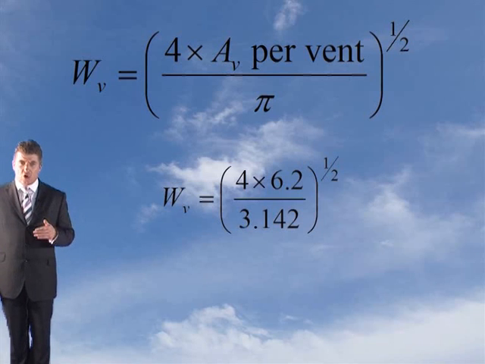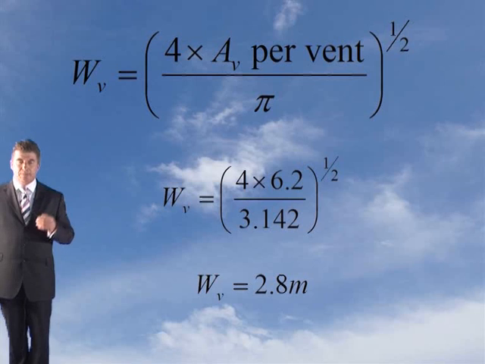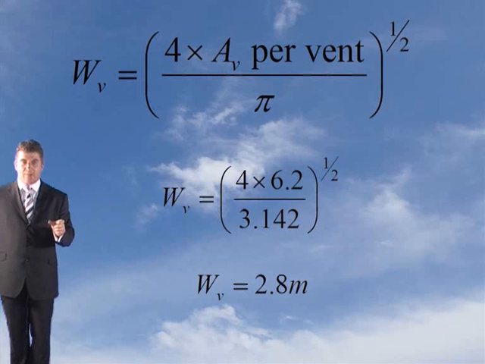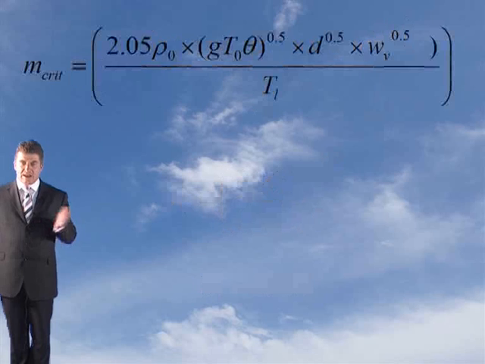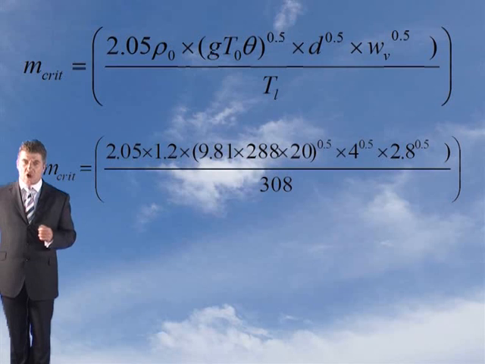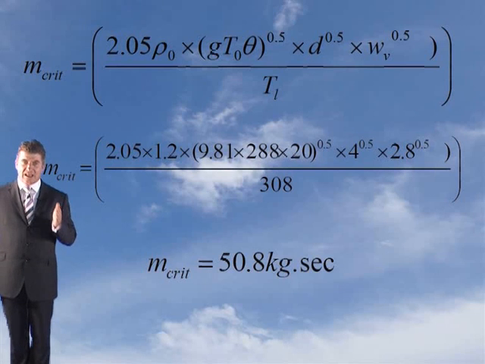Now we know that the Av required per vent is 6.2. So Wv equals 4 times 6.2 divided by 3.142, to the half, would have given you a Wv of 2.8 metres. So that's what you needed to work out, your Wv. Now we've got all the variables, insert them into the plug holing formula, it gives you this. You should have got an mcrit of 50.8 kilograms a second. So that's the maximum, based on the parameters you've put in, that can leave each ventilator. 50.8 kilograms a second. So we know that.